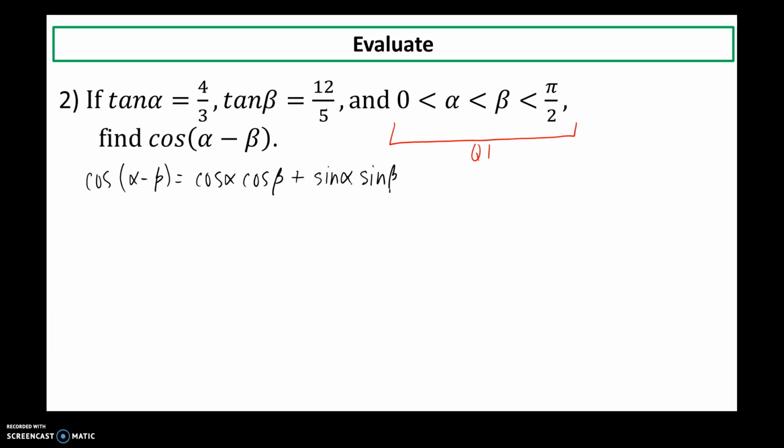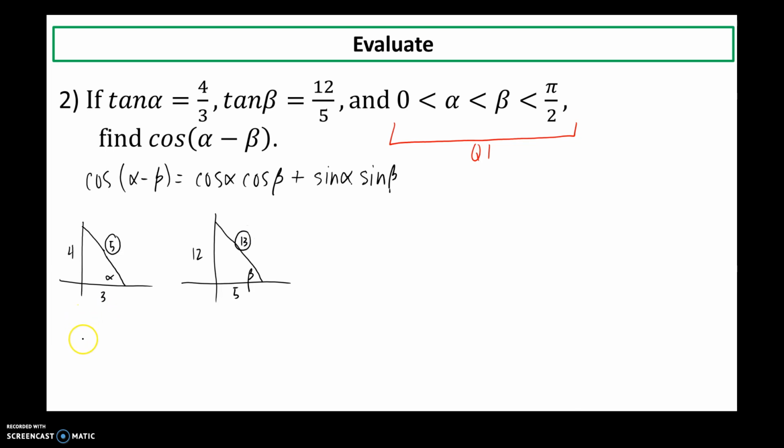So let's go back to our right triangles. First I'll do alpha. Okay, tangent is opposite side over adjacent side. So here again, we have a 3, 4, 5 triangle. If I look at beta, opposite over adjacent side, and then using the Pythagorean theorem, you can verify that that hypotenuse is 13.